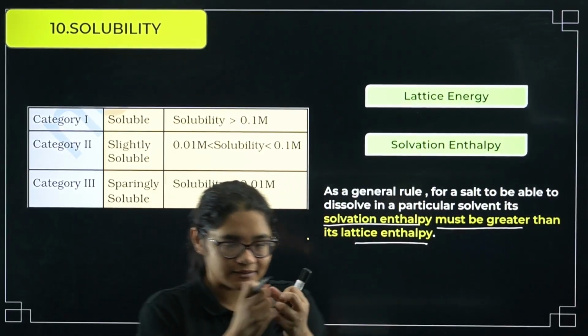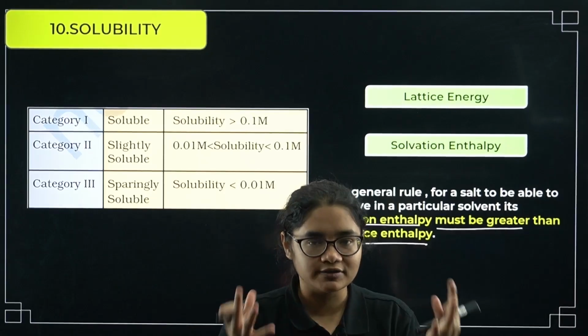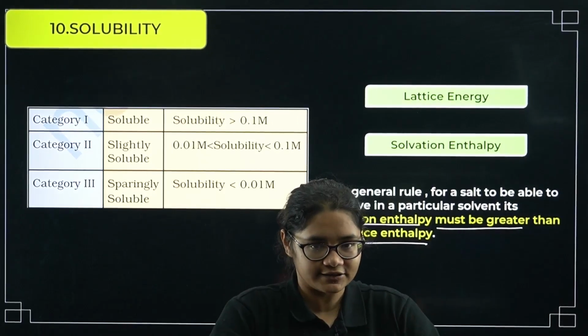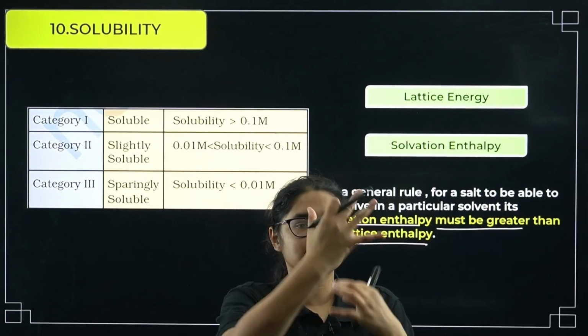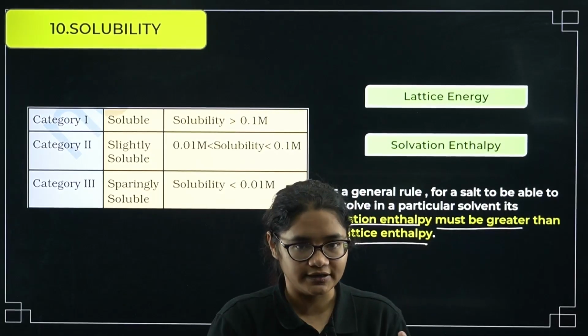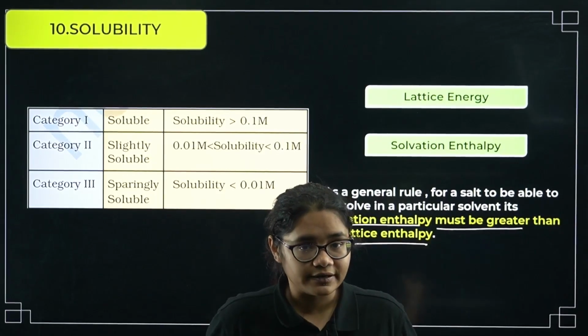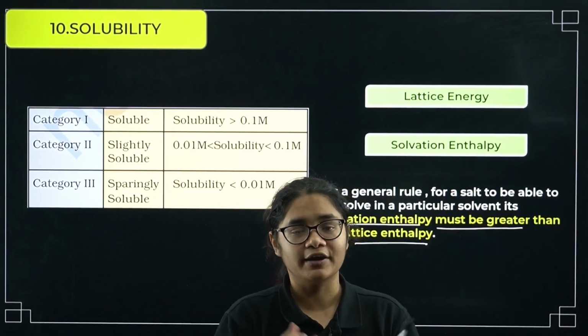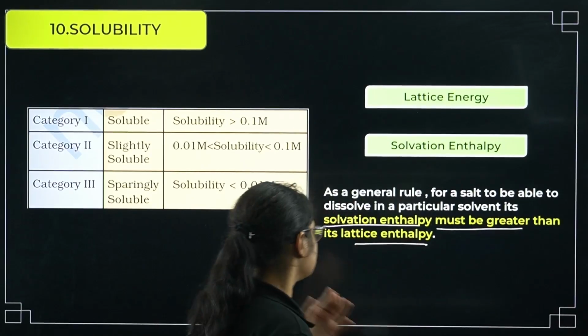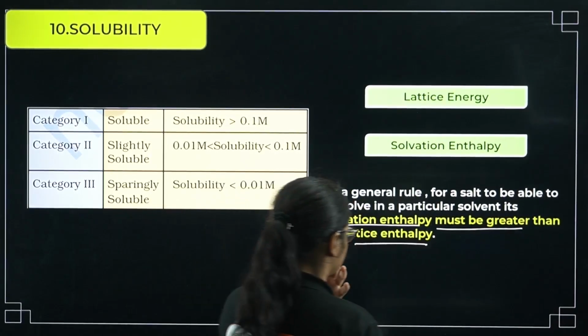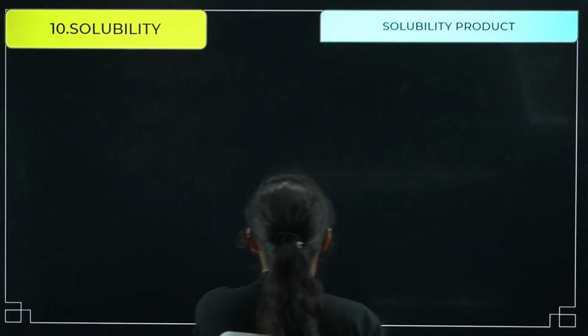Lattice enthalpy is the energy required to break the molecules into the ions. For that we need energy, and solvation is when these ions are hydrated, energy is released. So more energy should be released than the amount of energy required to break the bond. That is why solvation enthalpy should be greater than the lattice enthalpy.